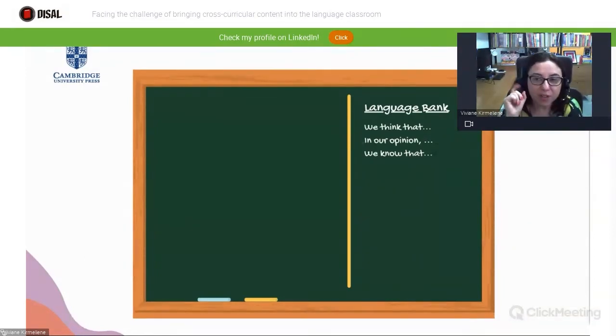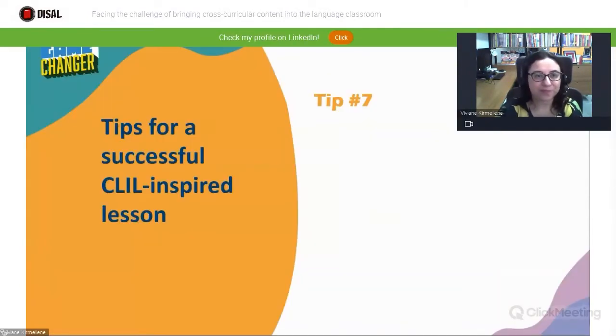Another advantage of activating students' previous knowledge, of activating schemata, is that you show your students that you value their knowledge. You show students that what they already know, that is not English, that is not the language, is also important to you. And I think this is a very nice thing to keep in mind.